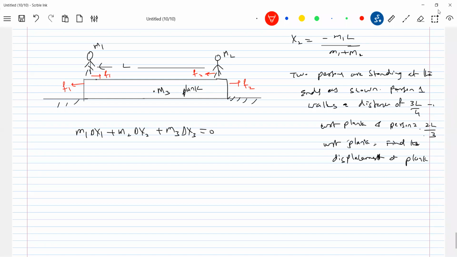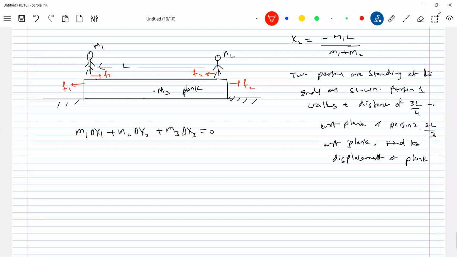So F1 may not be equal to F2, or F1 may be greater than F2, or F1 will be less than F2. Or F1 may be equal to F2. We don't know altogether. We can't get into that particular analysis here. So directly I want the displacement of the plank.